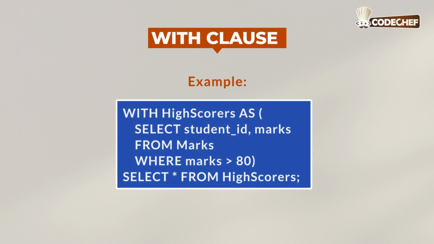Example, with high scorers as bracket begin, select student ID, marks from marks where marks is greater than 80, bracket close, select star from high scorers semicolon. So here we are creating a temporary data set in which we are first retrieving the data that should have only student ID and marks column from table marks, and that too only for those rows which have marks greater than 80.